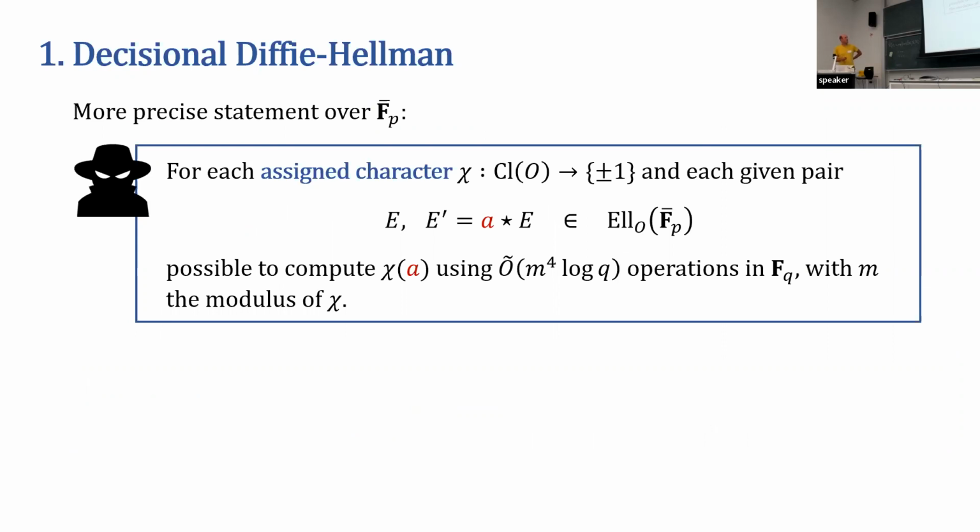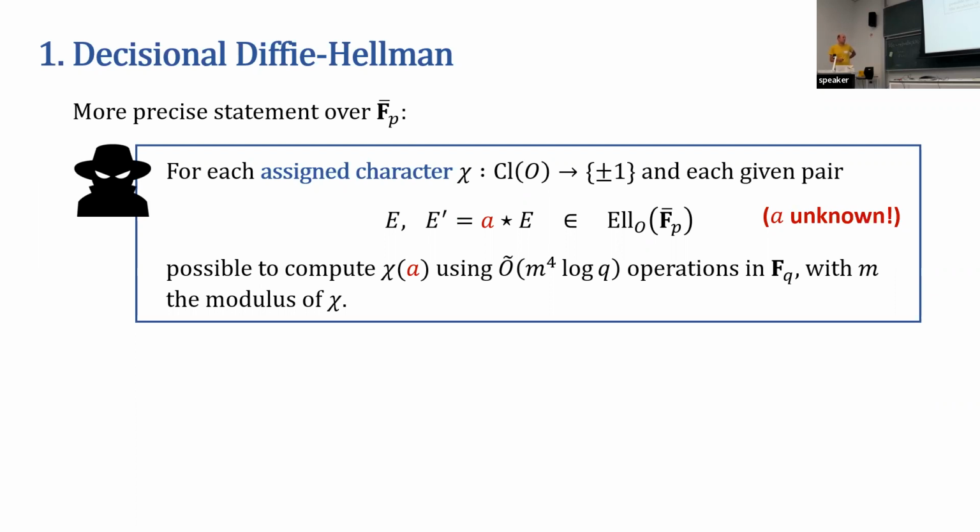Here's a bit of a more precise statement. Because I'm mentioning complexity here, I'm immediately working over the algebraic closure of a finite field, but the method works over any field. For every assigned character, these are certain group homomorphisms from the ideal class group to the group with two elements, we show how to compute chi of A without knowing the secret ideal class. We are just given E and E prime. E prime is obtained from E by acting with the secret ideal class. Let me stress, this is unknown. Nevertheless, from E and E prime, we will be able to compute chi of A.